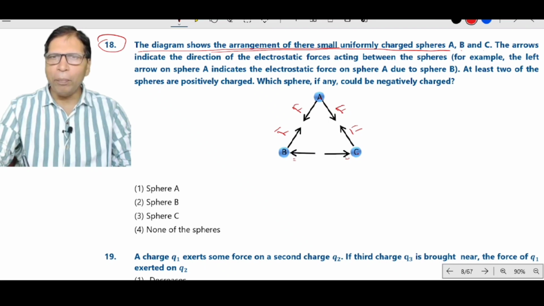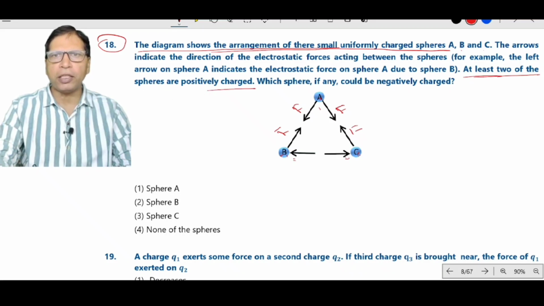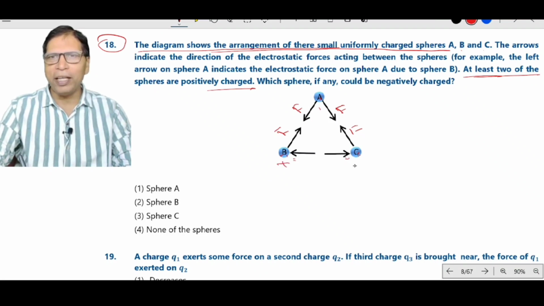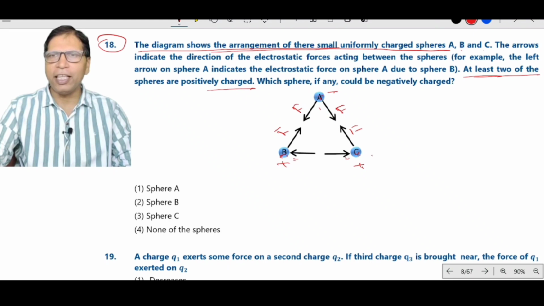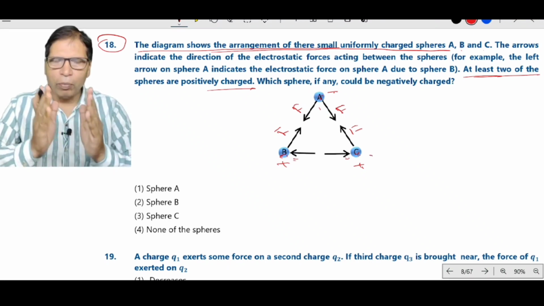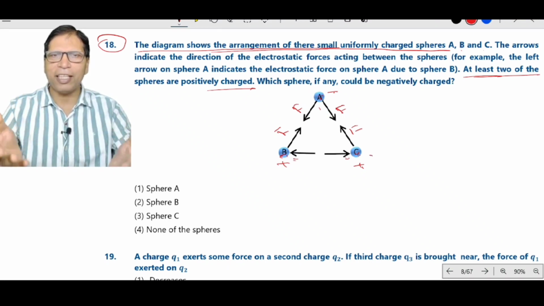So B and C are obviously like charges. At least two of the spheres are positively charged. As two spheres are positive charge, B and C are obviously positive charge and A negative charge, because A and C are attractive force, so plus minus attract. B and A are also attractive force, so B and A are opposite charges and B, C like charges. Therefore, the body A will be of negative charge.